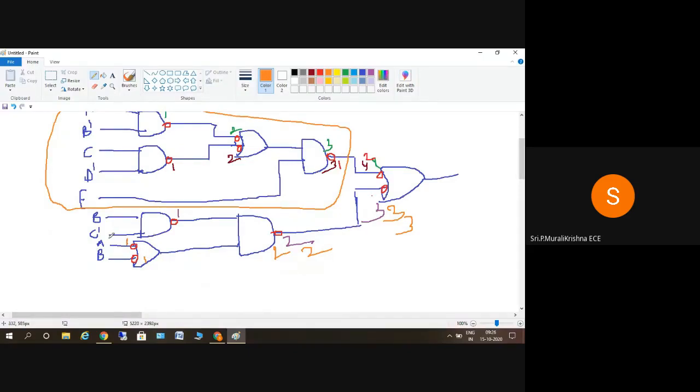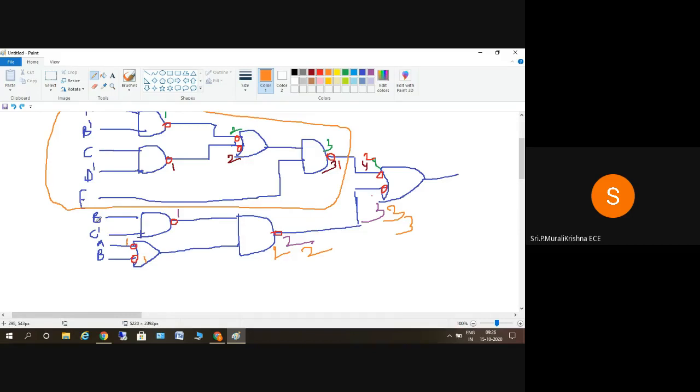So what is it that we had here? BC bar. We have two options here. We can change the inputs, so we can write it as B bar C, and here also we can write it as A bar B bar. So we complement the inputs. Or else, we have one more option, if it is like B bar C only.